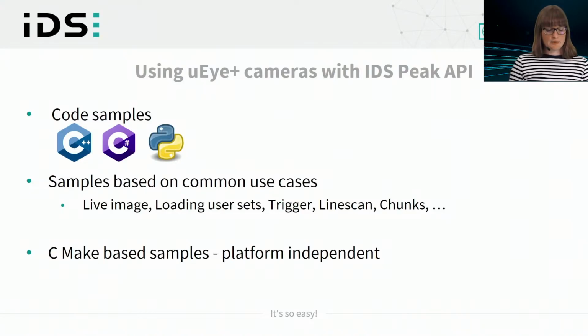Another advantage is that the samples are based on CMake. What is CMake? CMake is an open source tool to build applications for different platforms. For example, you have installed Peak on your Windows PC and you use the C++ sample and modify it for your application. Then you can use CMake to build your application for Linux without having to change a line of code.